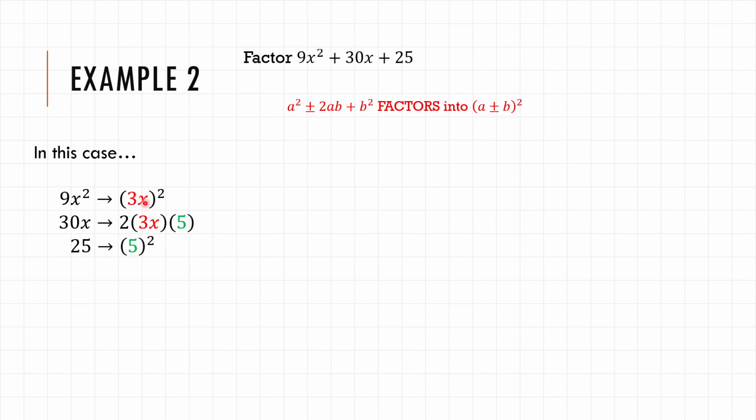And so, yeah, actually, this does fall into this exact pattern. I can rewrite this as 3x all squared. So 3x would be a. 2ab, is that true here? Yeah, 2 times a times b is 30x. And finally, b squared, or 25, can be rewritten as 5 squared. And so if a is 3x and b is 5, this very easily factors into 3x plus 5 all squared.